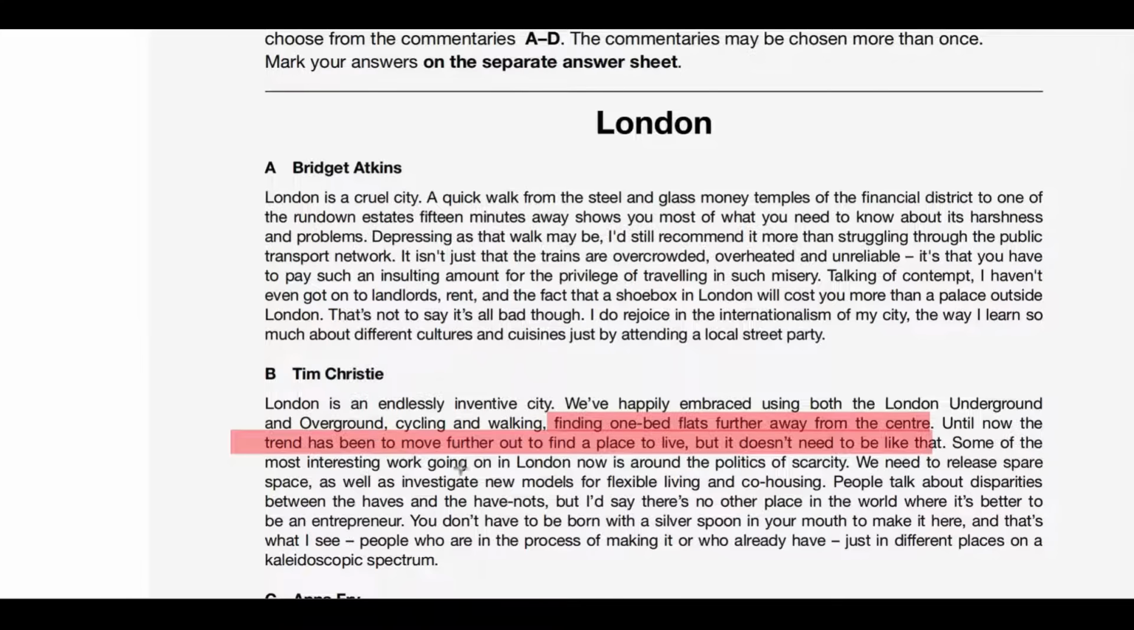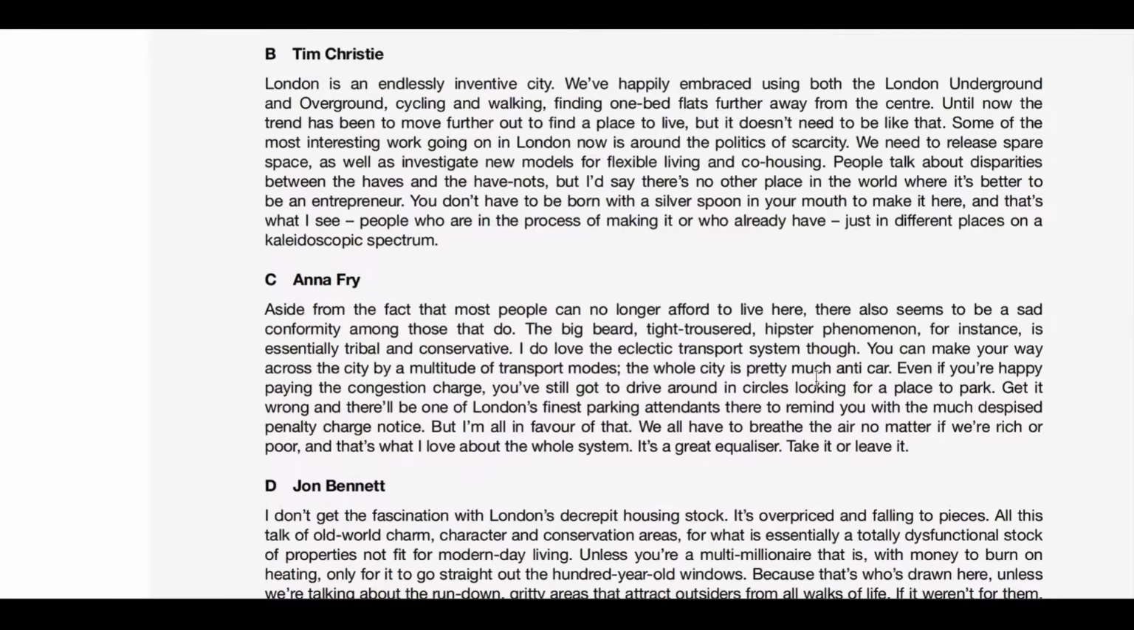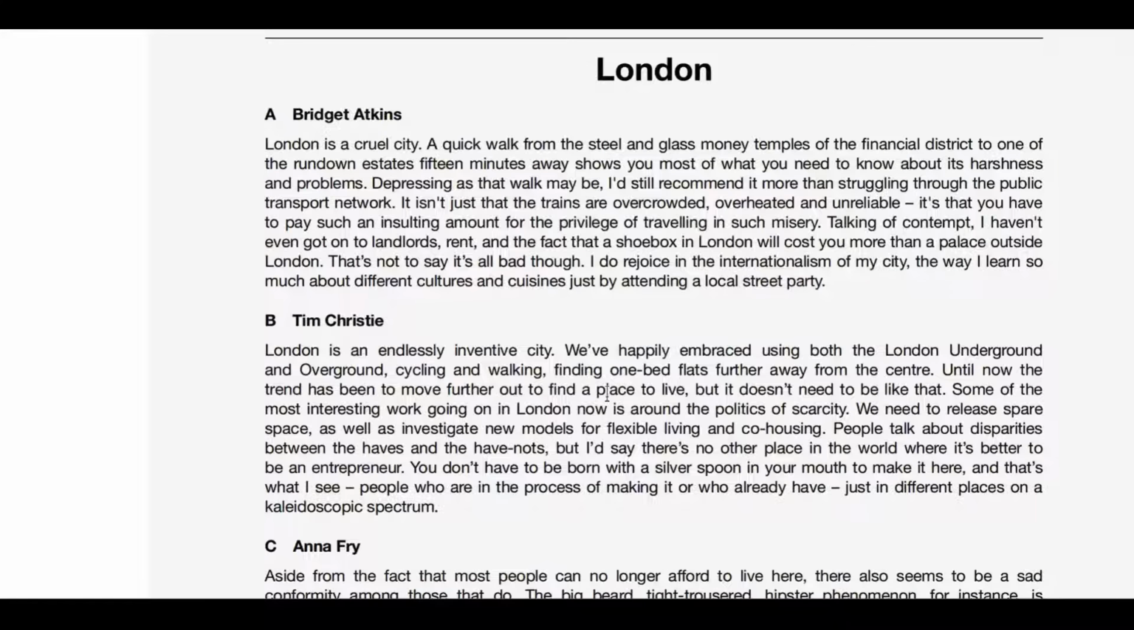Some of the most interesting work going on in London now is around the politics of scarcity. We need to release spare space, as well as investigate new models of flexible living and co-housing. So here he seems to be reasonably positive. He's certainly not as negative as A. So perhaps we've got a negative A comment about housing, and B looks like it's much more positive. He talks about this idea we should investigate these different ways of living. So let's look at C, and we can find out quickly whether our answer is going to be A or B.